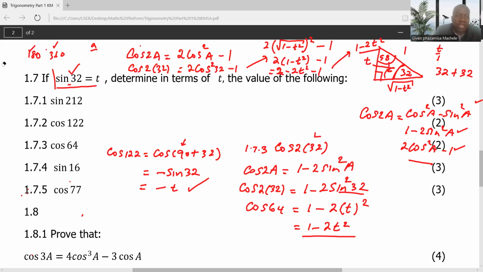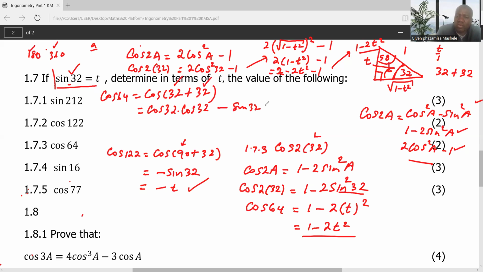So one can do it like this, can say, okay, fine. Cos 64, since I have 32 there, is the same as cos 32 plus 32. You see, I'm writing it as a compound angle for cos. And we know compound angle for cos says cos, cos, sine, sine. So this becomes cos 32 cos 32 minus sine 32 sine 32.